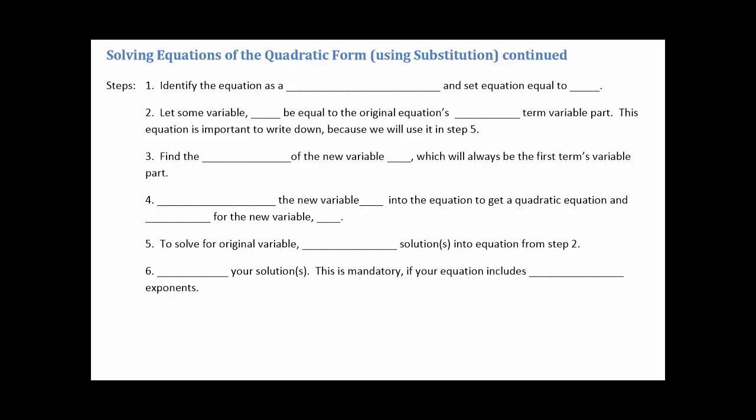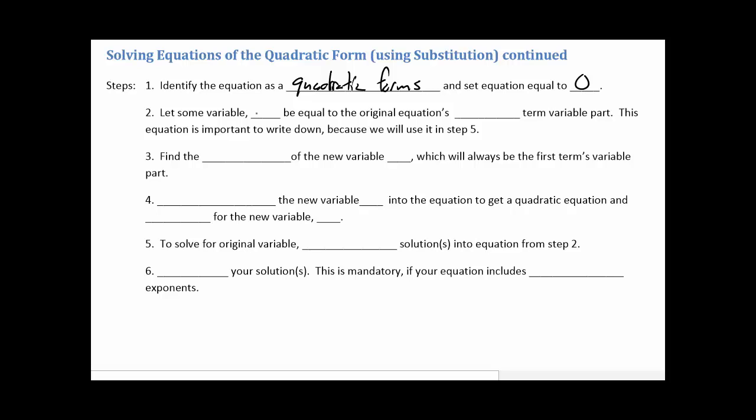Okay, so what do we do now that we recognize it's in quadratic form? Now what? Okay, so the steps are as follows. First thing is we want to identify the equation as quadratic form. In other words, jump through all those hoops that we just went through just to make sure that, yeah, it does follow those 5 characteristics. And then set the equation equal to 0.